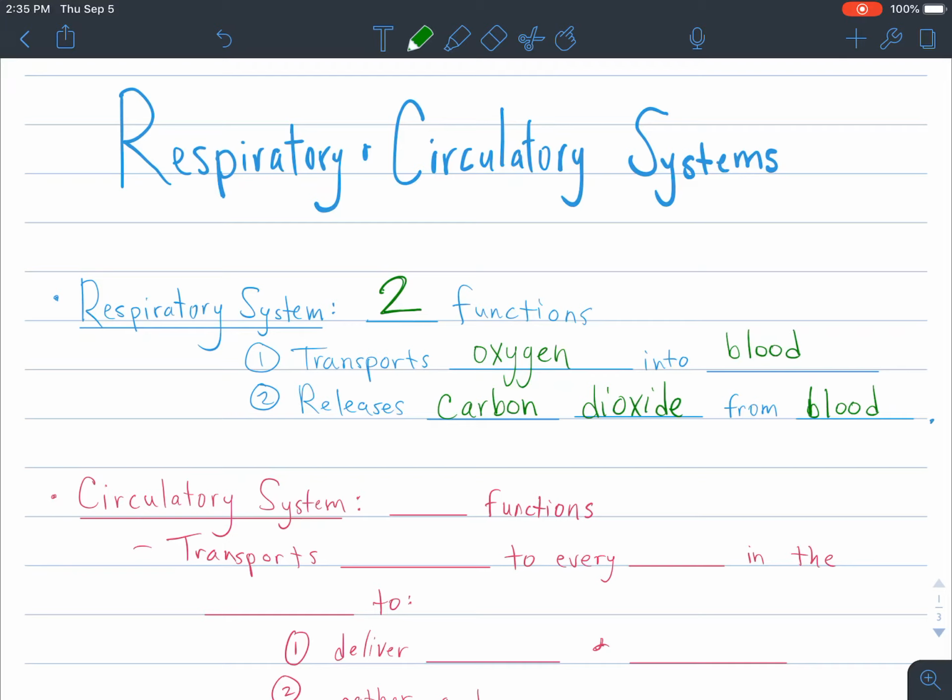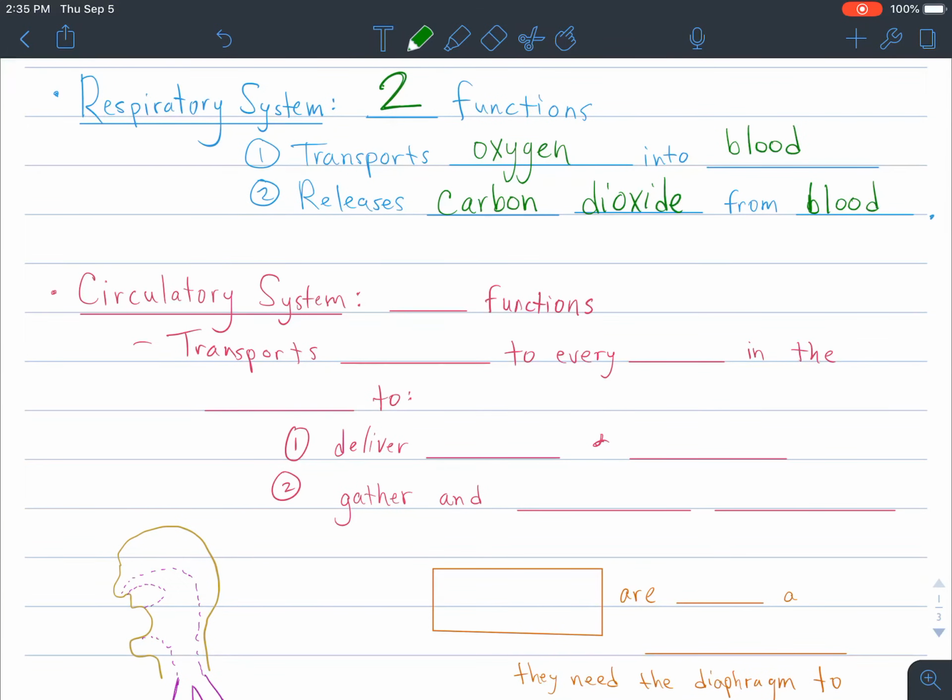When we pull it in, we use the oxygen, and when we breathe out, we get rid of that waste, which is carbon dioxide. Now, the circulatory system has two functions as well. And the main purpose of the circulatory system is to transport blood to every cell in the body. Now, this is important because every single cell needs nutrients and oxygen, and it has to get rid of its waste. So the circulatory system transports blood to every cell in the body to do two things.